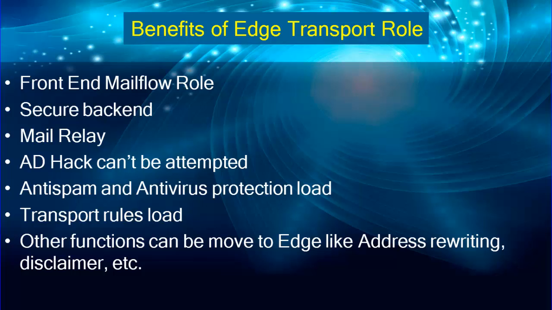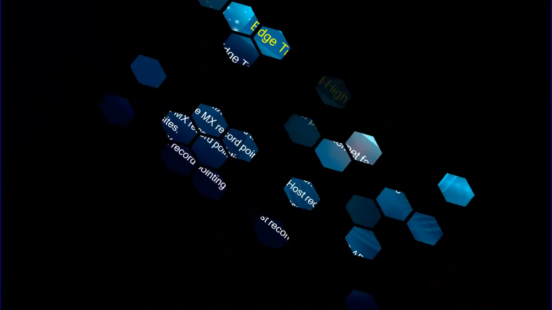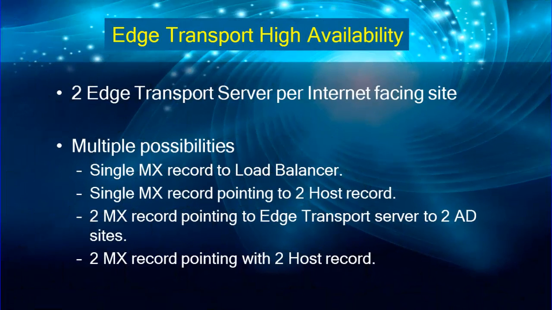All right, let's move on to the next slide. So, edge transport in high availability. High availability is the biggest concern nowadays. Everywhere we look for high availability so that we can avoid any downtime. There are different ways of configuring the edge transport in high availability, and it is very important because it's your SMTP gateway.